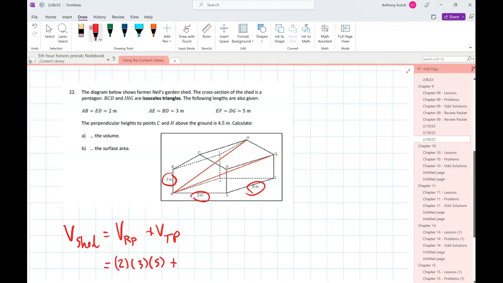And the volume for the triangular prism shouldn't be too bad either, because we know that the height of that triangle, this distance here, is 2, and we know up to there is 4.5, so that's 2.5. So the area of the base is 1/2 times 3 times 2.5, times the height, which is 5.